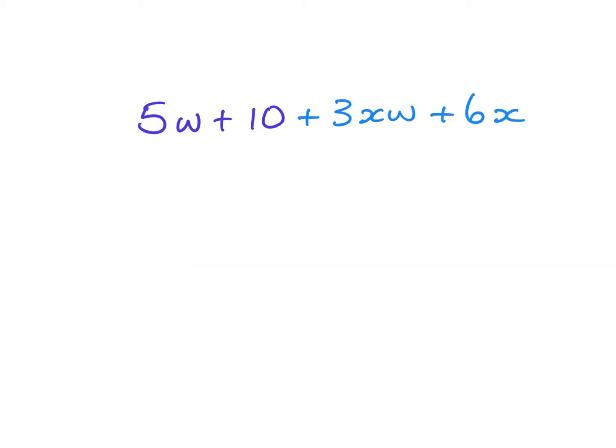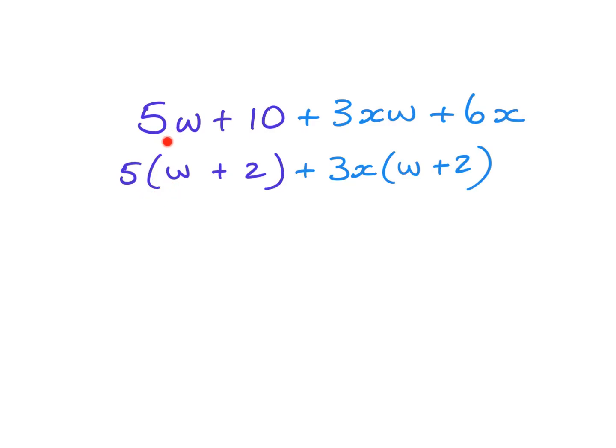Alright, well here's the expression rewritten. So what is common over here and what is common over here? Firstly, in this first group of two terms, I know that I'm going to have 5 outside my bracket, w plus 2. And in my second lot, I know I'm going to have 3x on the outside, because that is my common factor, w plus 2, close my bracket. So if I multiplied 5 by w, I get 5w, 5 by 2, I get 10. 3x by w is 3xw, and 3x multiplied by 2 will give me 6x.